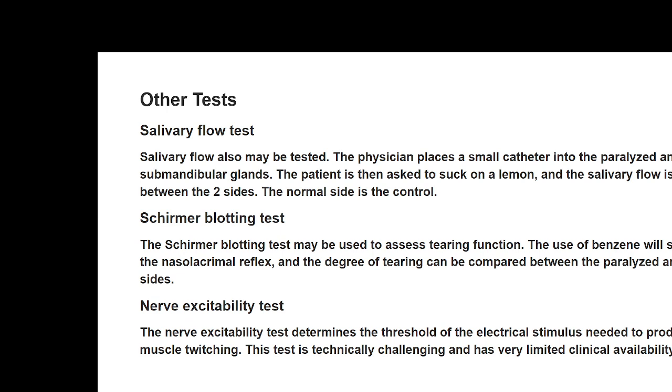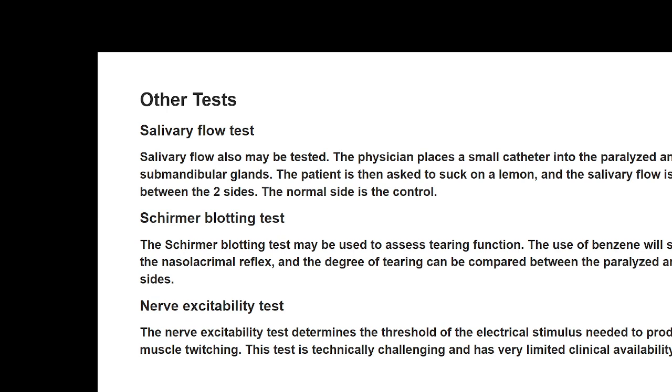Now, other standard tests are again more of a theoretical interest than really practical. Very rarely we do these tests in clinical practice, but standard tests in the case of Bell's palsy are the salivary flow test, where a small catheter is introduced into the submandibular glands, and then the patient is asked to suck a lemon, and the salivary flow is compared on both sides, with the normal side as the control. If the salivary secretion is reduced on the affected side, that confirms it, which is not routinely done. This is another academic test.